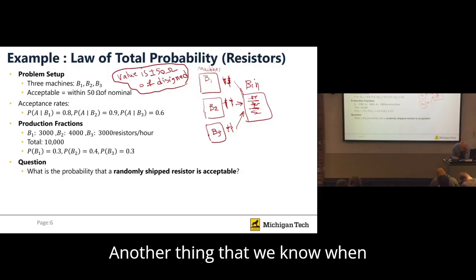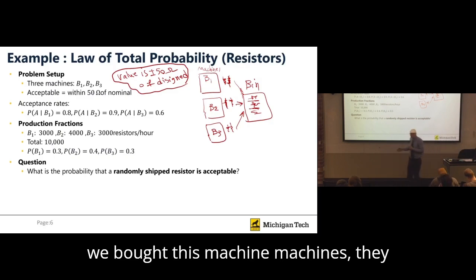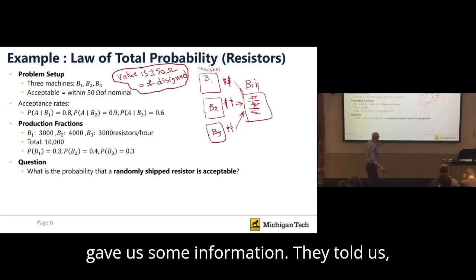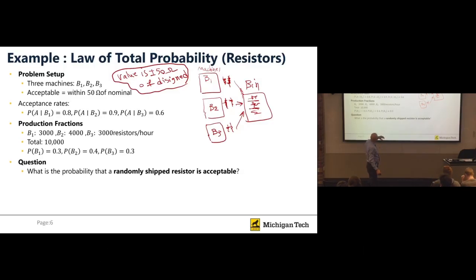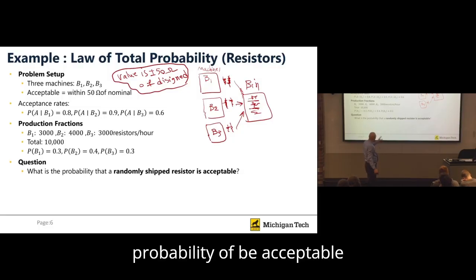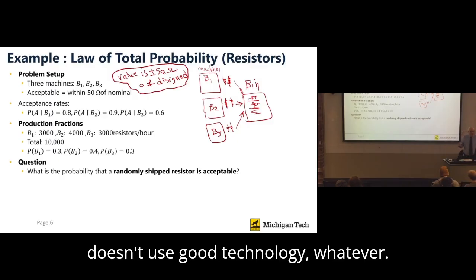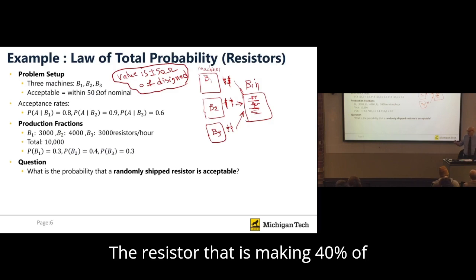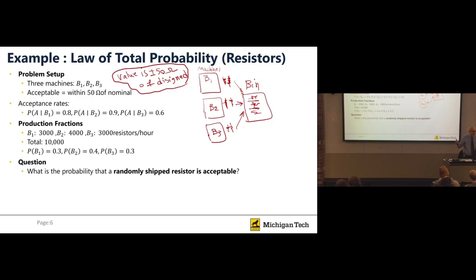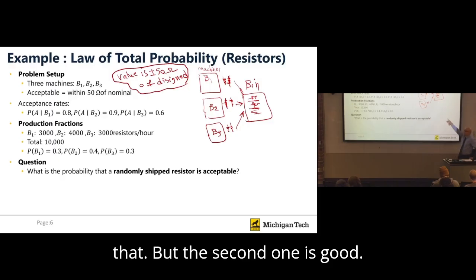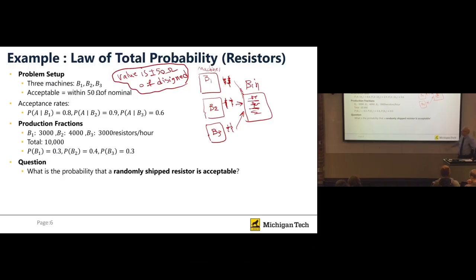Another thing that we know: when we bought these machines, they gave us some information. They told us, okay, for machine B1, the probability of being acceptable is 80%. For B2 it is 90%, for B3 it is 60%. So B3 probably doesn't use good technology, whatever. The resistors it is making, 40% are bad. But the second one is good. So we know this information.